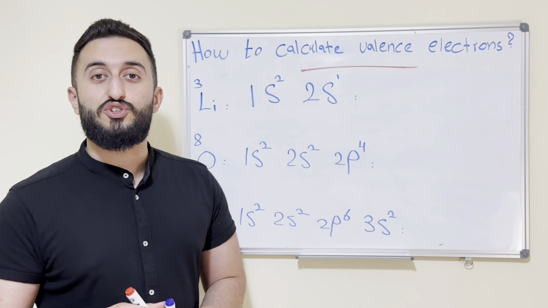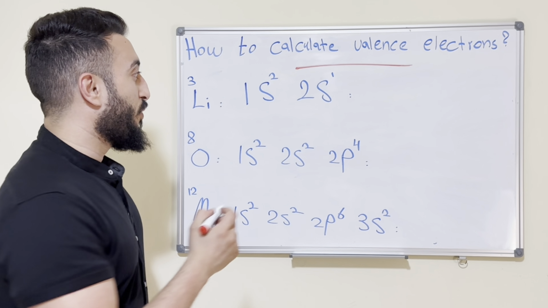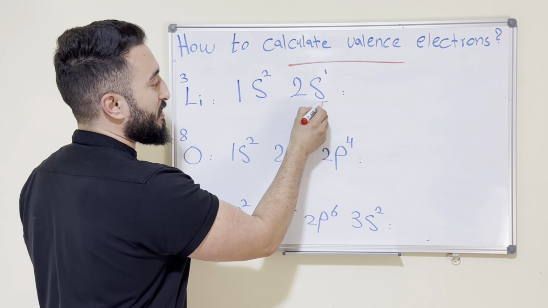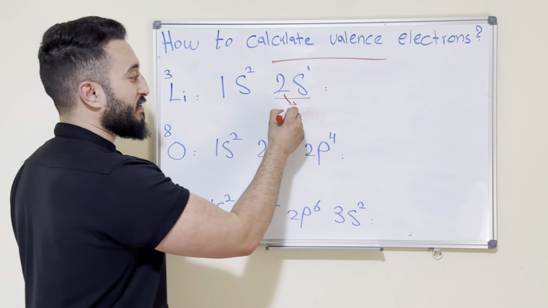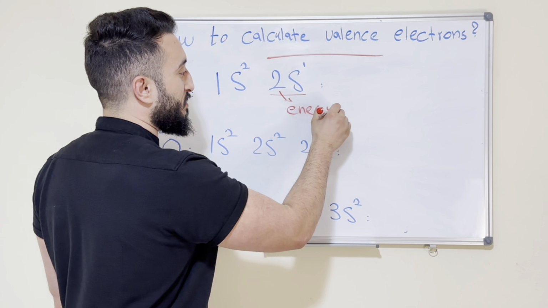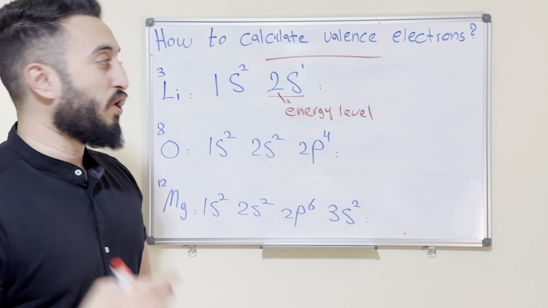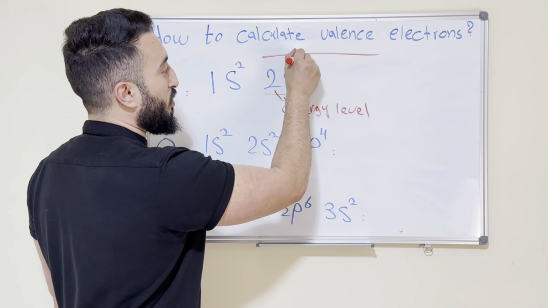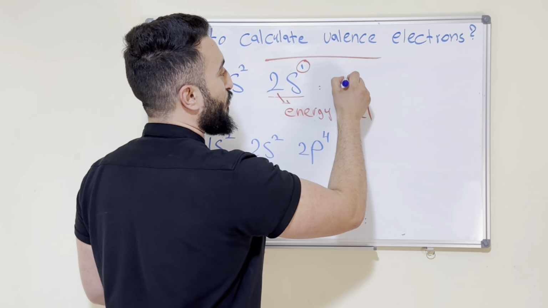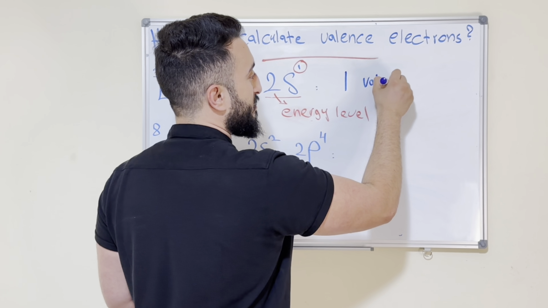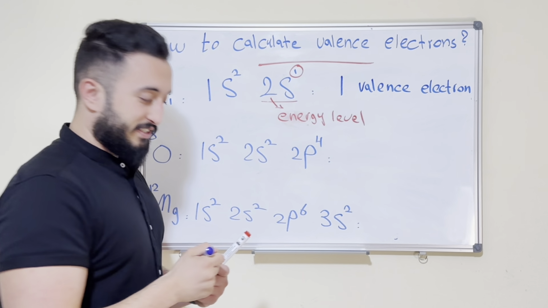So basically we are going to calculate the electrons that exist on the highest number. What is the highest number? The highest number here is 2. What does this 2 represent? It represents the energy level. So the highest energy level here is 2. How many electrons does the 2 hold? It holds only 1. So how many valence electrons do we have here? We have only one valence electron. So this is the valence electron of lithium.